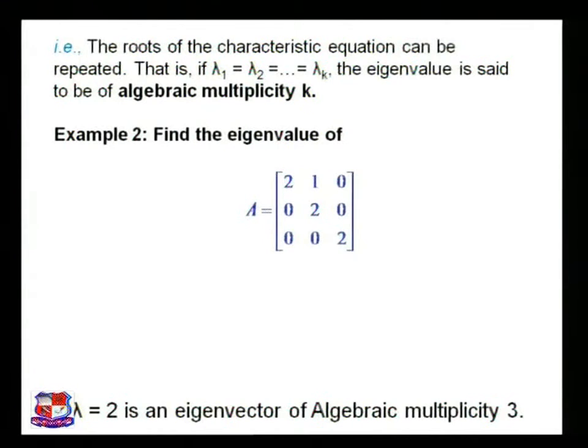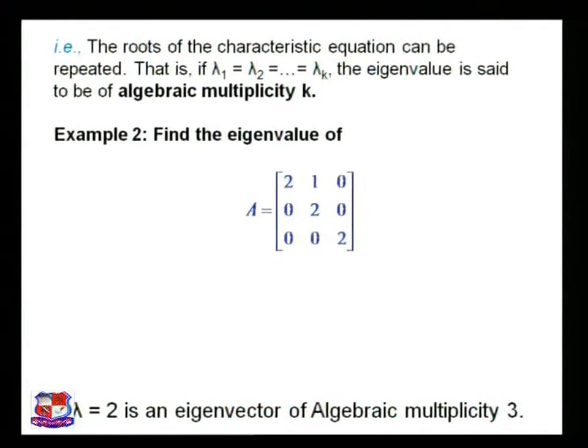Let's clarify our idea of algebraic multiplicity. If the roots of the characteristic equation are lambda 1 equal to lambda 2 equal to lambda 3 equal to lambda k, then the eigenvalue is said to be of algebraic multiplicity k, because here lambda 1 equal to lambda 2 equal to up to lambda k. So all the eigenvalues are the same. Here k eigenvalues are all the same, so the algebraic multiplicity of lambda is k, right? So let us look at this example.